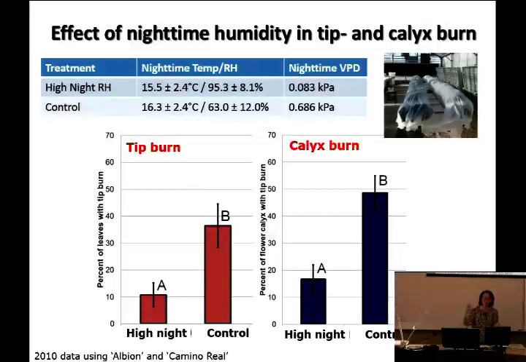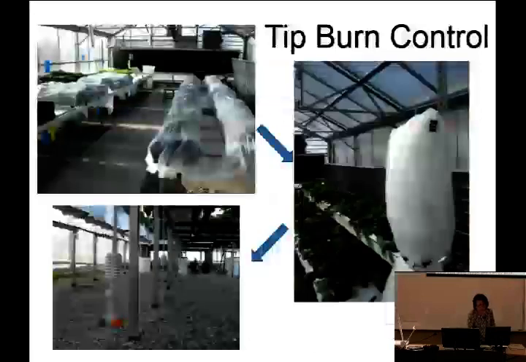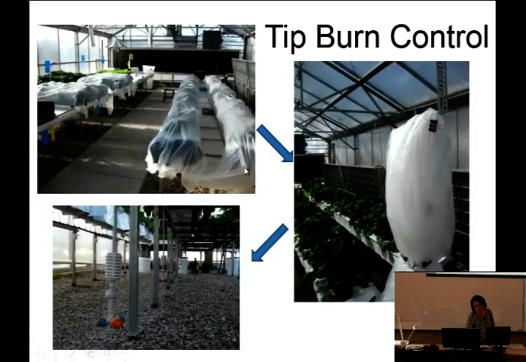You can even tell the plants are happy, saying thank you to me for covering up and giving high humidity. But anyway, within 2 weeks, we started seeing a big difference in terms of calyx burn and tip burn. We lowered the tip burn and calyx burn to a negligible or minor level with covering. But covering is not really a practical application. So we initially did covering every night.